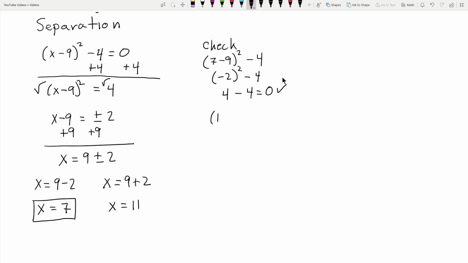Right, for 11, 11 minus 9 squared minus 4. So 11 minus 9 is 2. 2 squared is 4. And that is also 0, so that checks. So I know x equals 11 also checks. So if you have a quadratic that's in vertex form, there's no need to multiply it all out. Right? You can just use this technique.